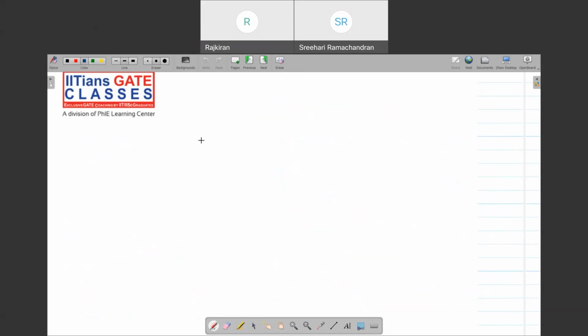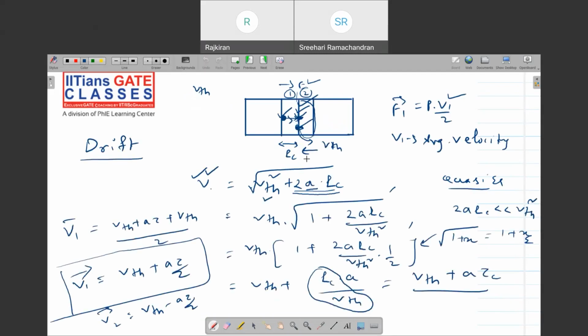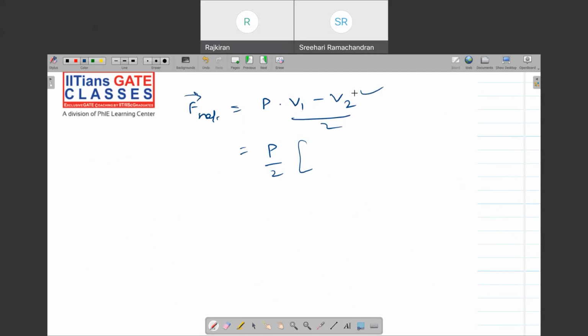So now, what is the net flux? The net flux F net will be equal to P into V1, the average velocity of all particles moving from region 1 to region 2, minus V2, the average velocity of all the particles that want to move from region 2 to region 1, by 2. Right? This is the net flux. Okay? Hello? Yes, sir. This expression is clear?